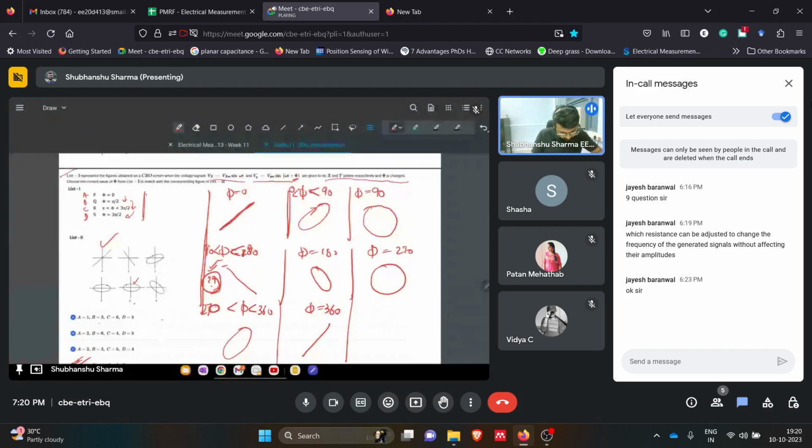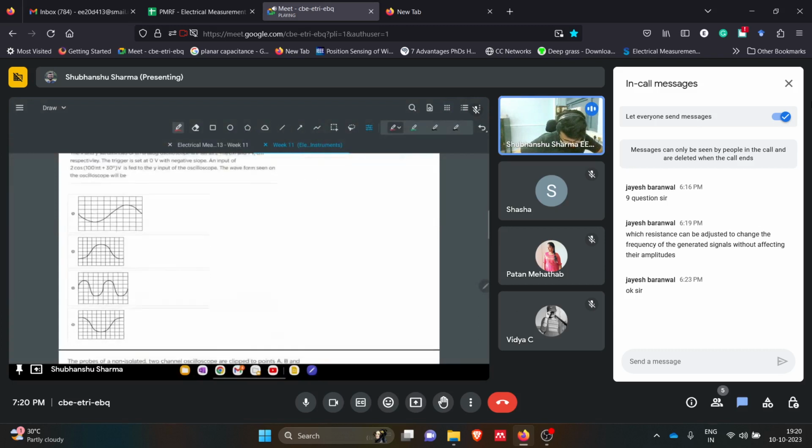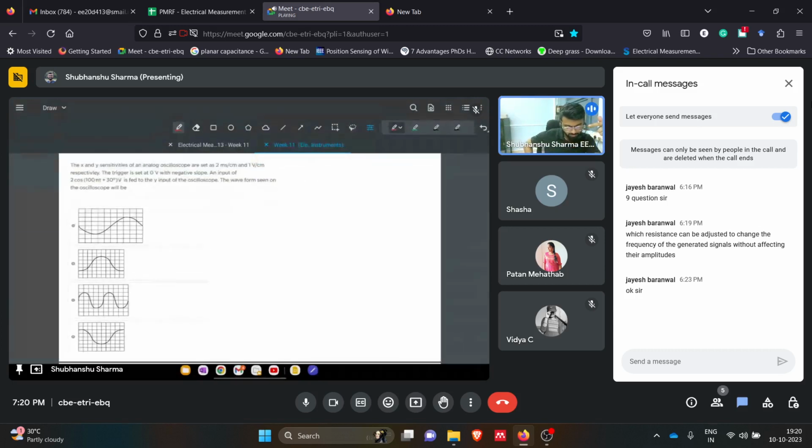Okay, so this was about Lissajous patterns of oscilloscope. Then we have this question. It says that X and Y sensitivities of an analog oscilloscope are set as 2 milliseconds per centimeter. So for X it is this, and for Y it is this, respectively. The trigger is set at 0 volts with negative slope, and an input of 2 cos volt like this is fed to the Y input of the oscilloscope. So this is the Y input channel.